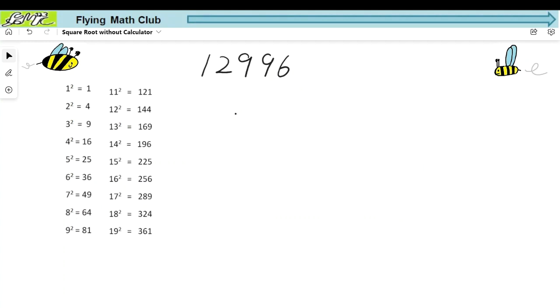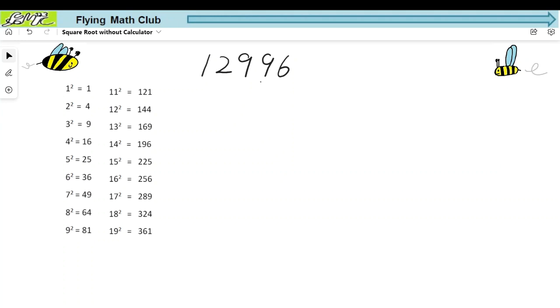Now let's try a 5-digit number, 12,996. Sometimes we could use the squared values of 11, 12 to 19 as a reference. I put them on the left side.